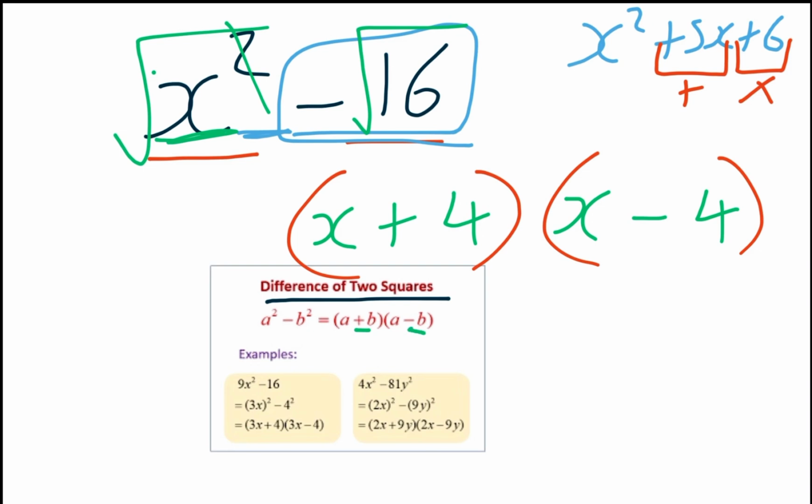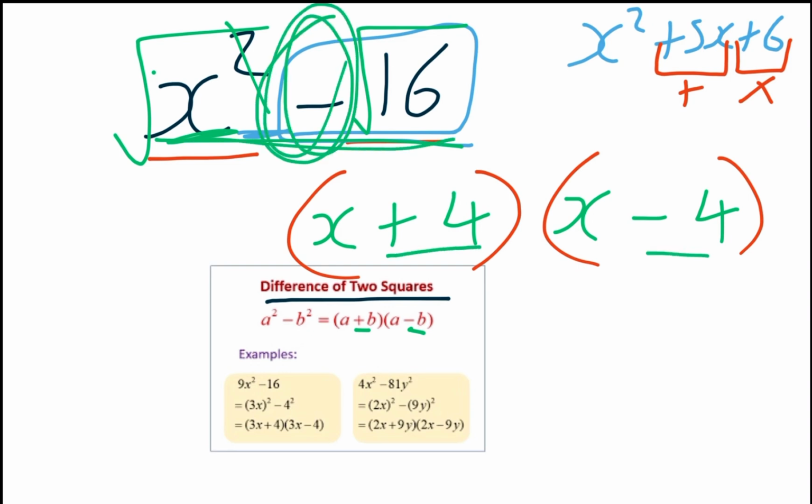If you did expand this and simplified it, you would get the term at the top. And the reason why there's no term in the middle is because the +4 and the -4 would have cancelled it out in the middle. Try it, expand it, and see what happens.